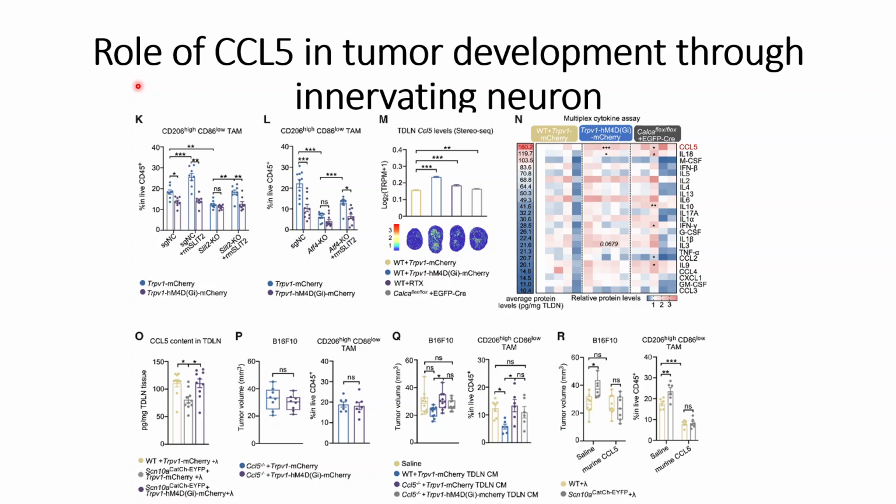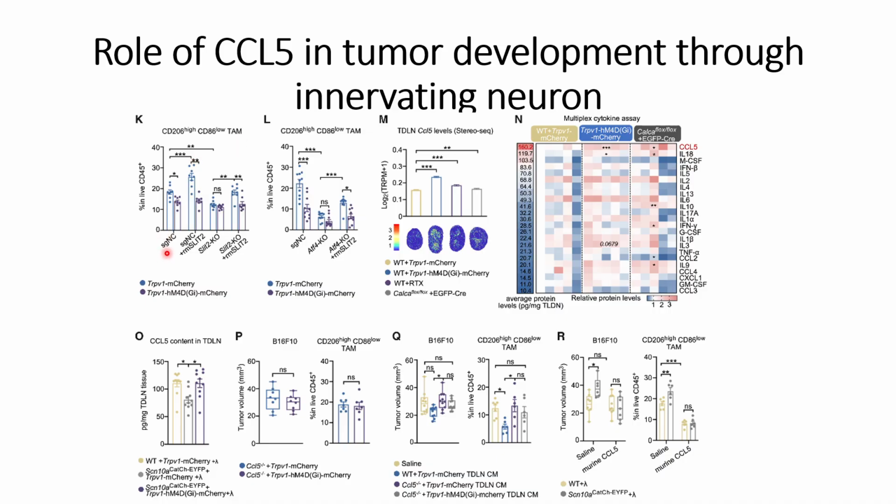In this video, we will discuss the role of CCL5 in tumor development through innervating neurons. Before going directly into the topic, there are some more results presented here related to ATF4 and SLIT2. Panel K is about SLIT2. Basically, they are checking the effect on the tumor-associated macrophages because of the absence of SLIT2.